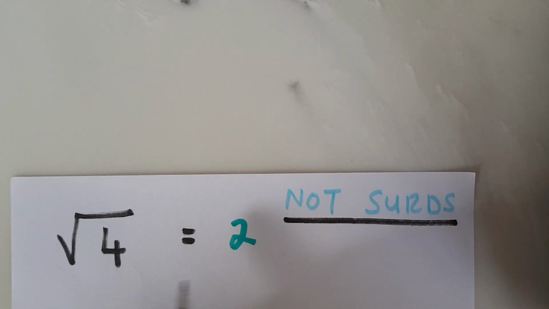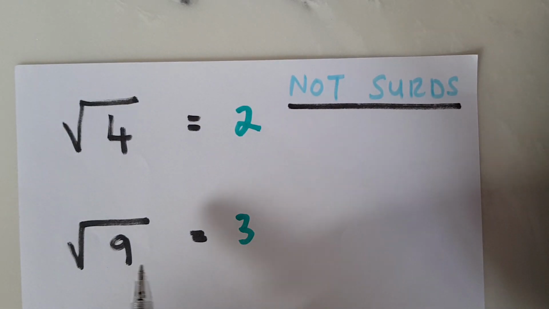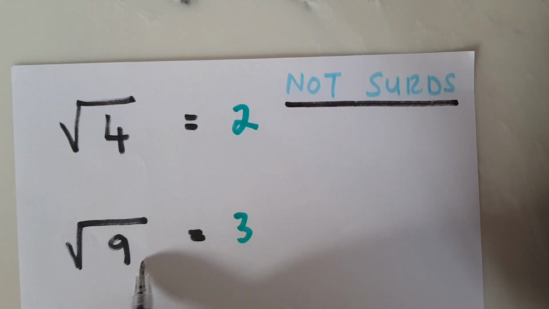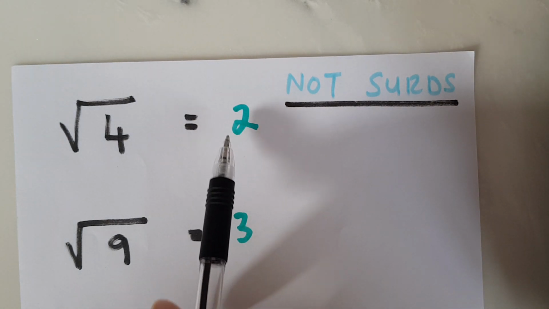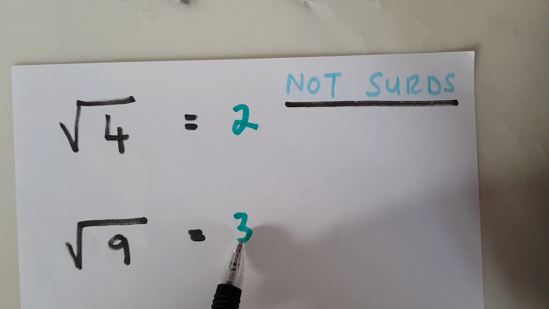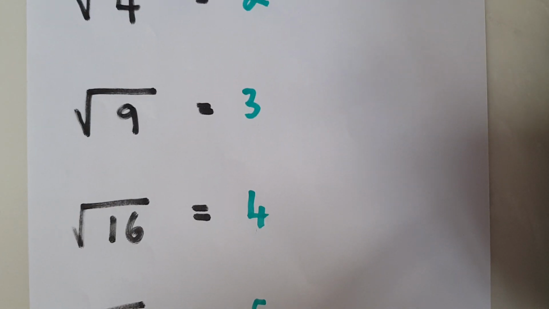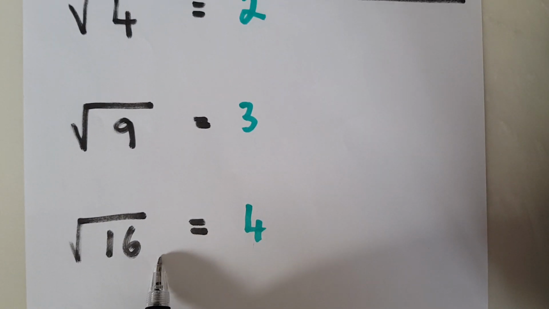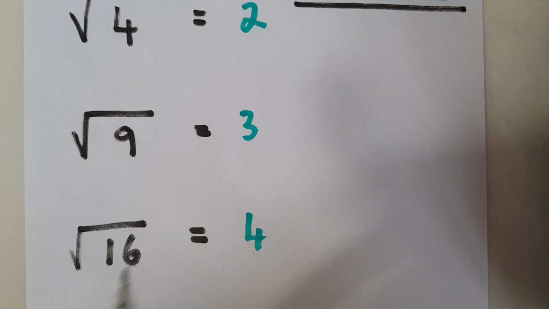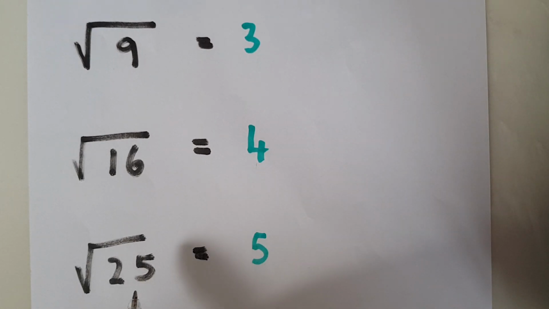If you square root 4, you get 2, because 2 times 2 is 4. This is not a surd, okay? When you square root 9, you get 3. 3 times 3 is 9. You get a whole number. These are not surds. When you square root 16, you get 4. 4 times 4 is 16. Not a surd.